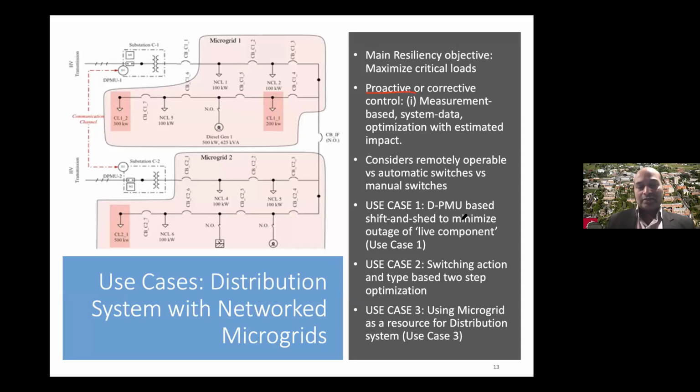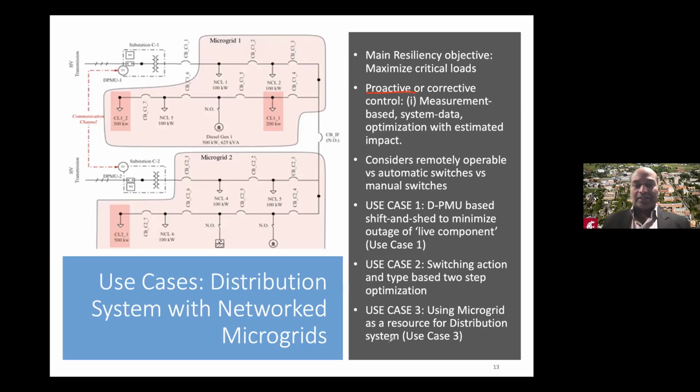And we can do it using a set of information from the measurement devices, like let's say DPMU based, or if there's no DPMU, then using the switching action well planned, especially if we have all 3 different kinds of switches: automatic switches, remote switches, and manual switches. So how do we plan those well in advance so that minimal outage happens for the critical load. And the last one will be using the microgrid as a resource for the distribution system, like let's say voltage control. Of course, the same optimization framework can be extended for other kinds of services.